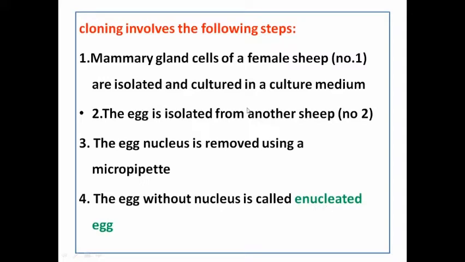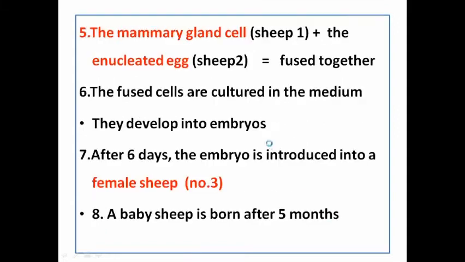So two types of cells are isolated: the first one, the mammary gland cell from sheep number 1, and the second one, the enucleated egg from sheep number 2. What is the next step? Now the mammary gland cells and the enucleated eggs are fused together. They are combined and cultured in the culture medium.